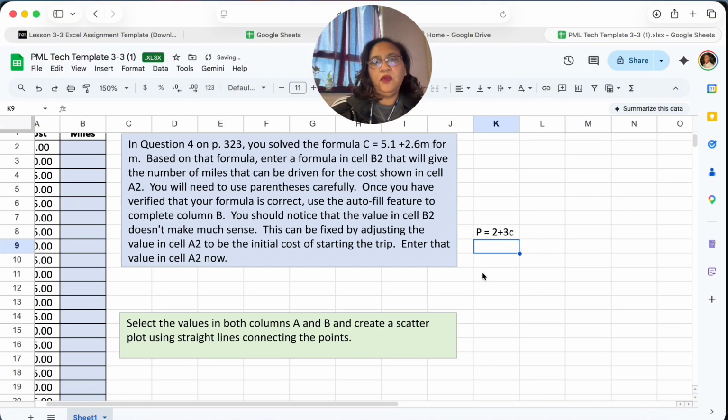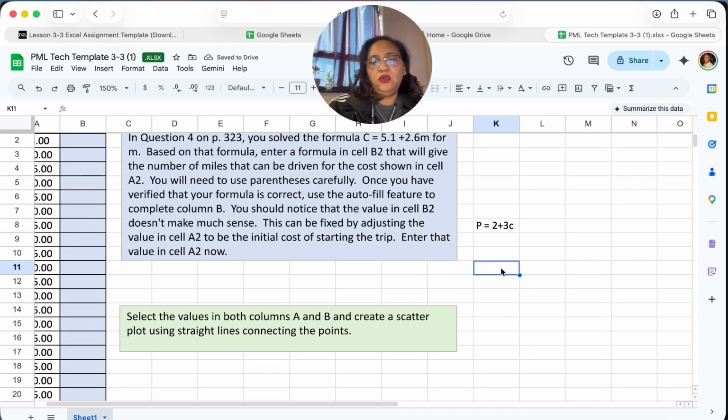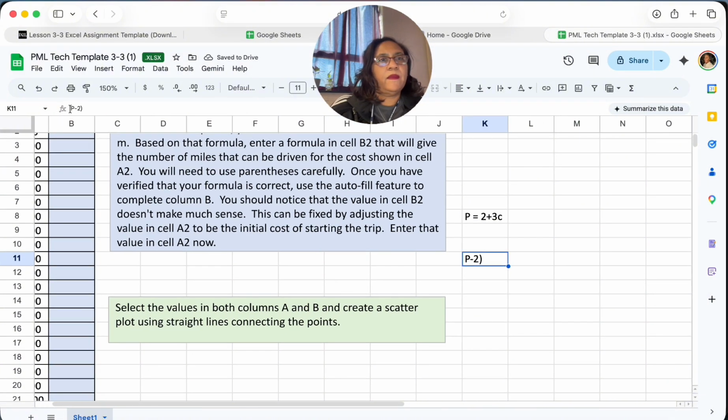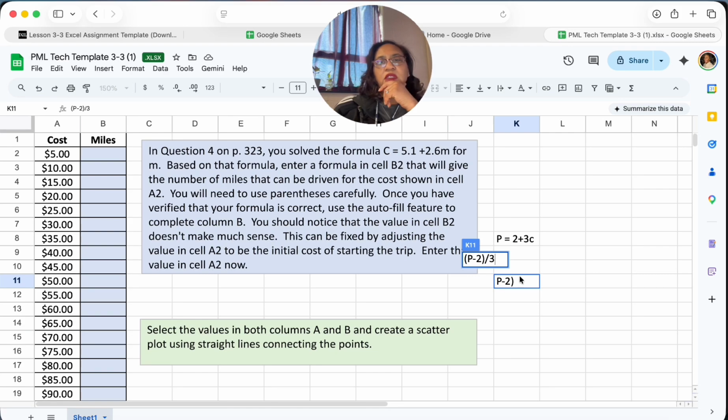The first thing I would do is do P minus 2, and then I would divide that by 3. So the way that translates, that's what you have to do with this one. But you have the profit.